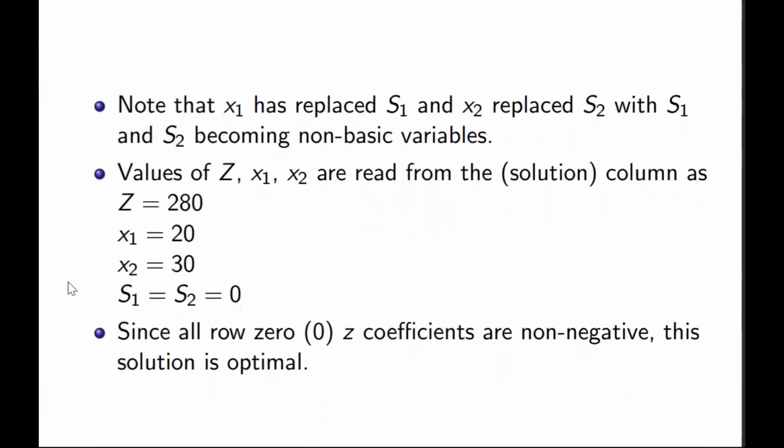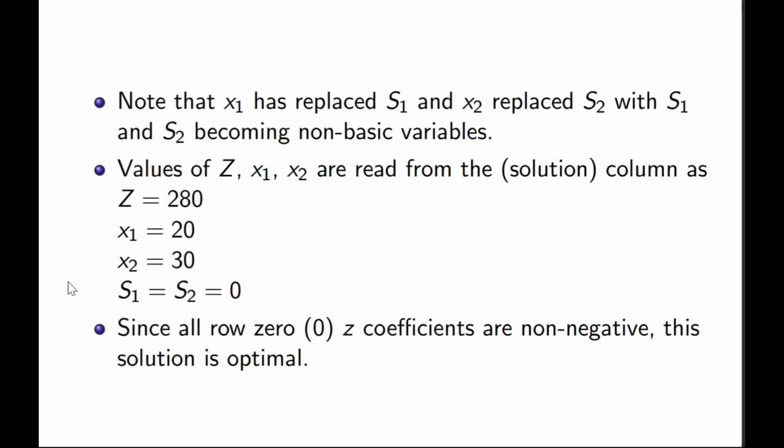Note that x1 has replaced s1 and x2 has replaced s2, with s1 and s2 becoming non-basic variables. Values of z, x1, x2 are read from the solution column as z = 280, x1 = 20, x2 = 30, and s1 = s2 = 0. Since all the row 0 z coefficients are non-negative, this solution is optimal.